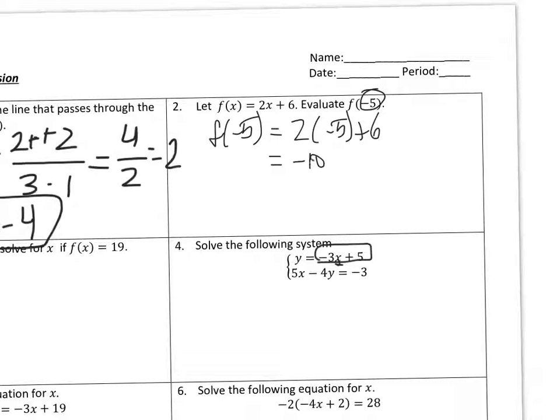2 times negative 5 is negative 10, plus 6, which is negative 4. If you want full credit, please give me full notation. Input of negative 5 gives me an output of negative 4.